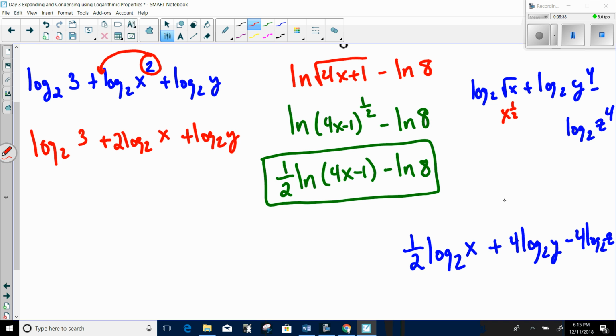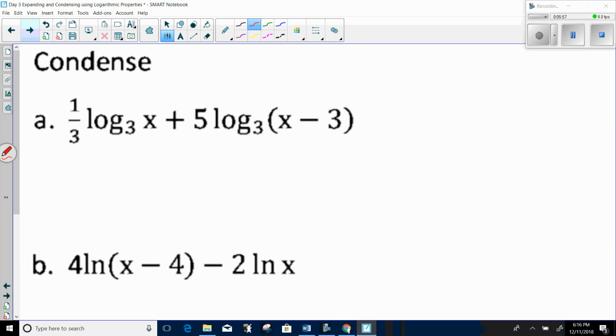And so those are just ways of expanding it. So this would be the answer that I would be after: 1/2 log base 2 of x plus 4 log base 2 of y minus 4 log base 2 of z. And that would be the expanded form. Use all the properties you can to expand it. Show me everything you know.